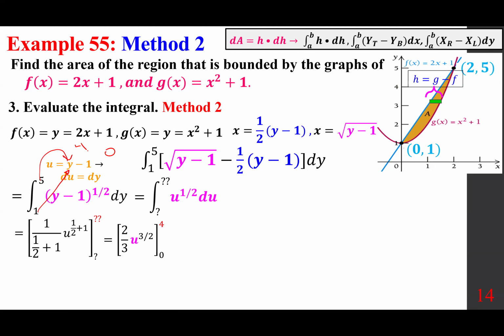Of course, 0 doesn't do anything. You put the 4, and the square root of 4 is 2. Cubed is 8, times 2, 16/3.